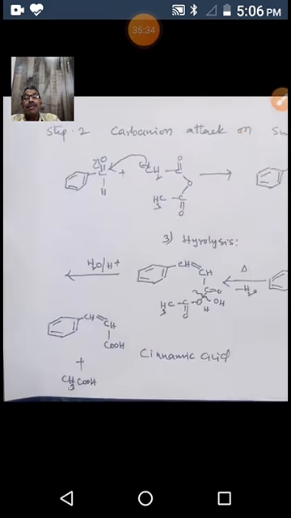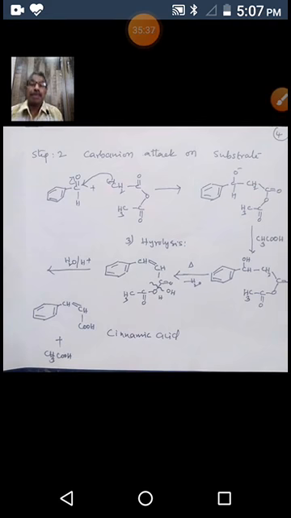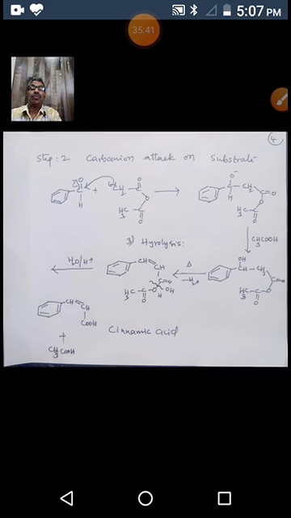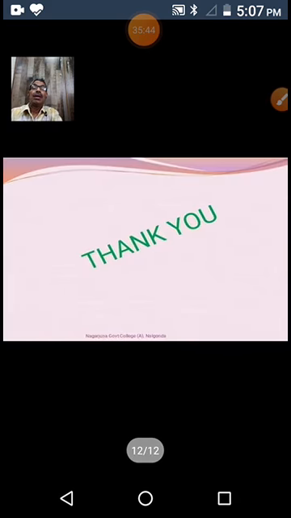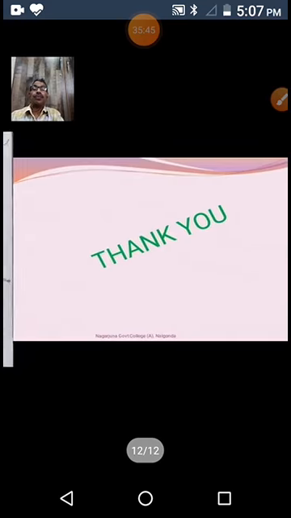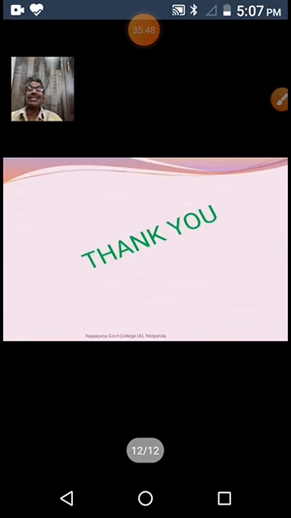This is the mechanism of what? It's a mechanism of the Perkin reaction. So far we have discussed. Once again I recap.